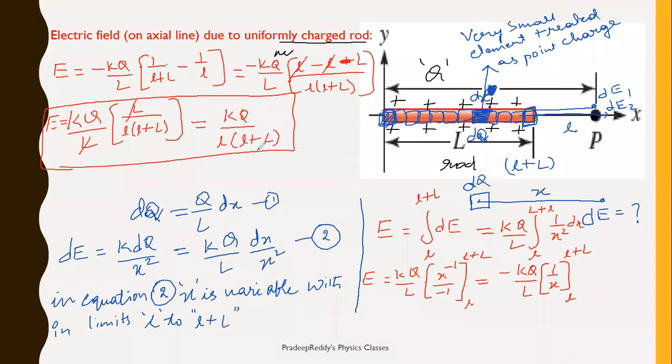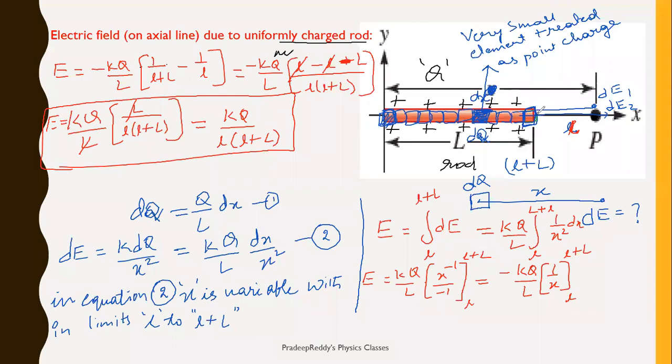Whenever you are finding electric field due to the rod, you should use the same equation, where small l is the distance of the first element from the point where you are calculating the electric field. Don't forget that this is a small l, and capital L is the length of the rod. The only unknown quantity is small l, which will be given in the problem. If you substitute that over here, you will get the electric field.